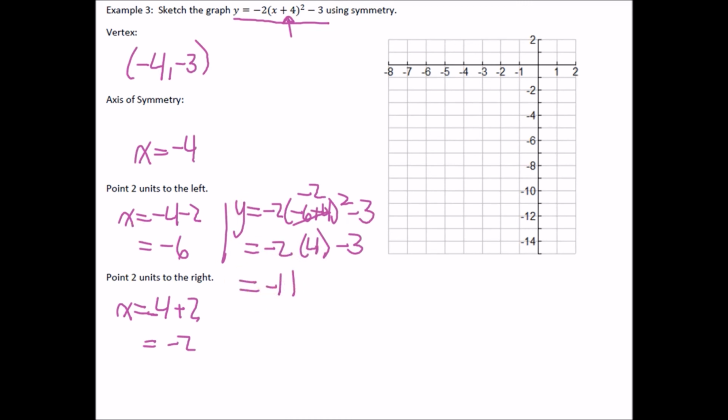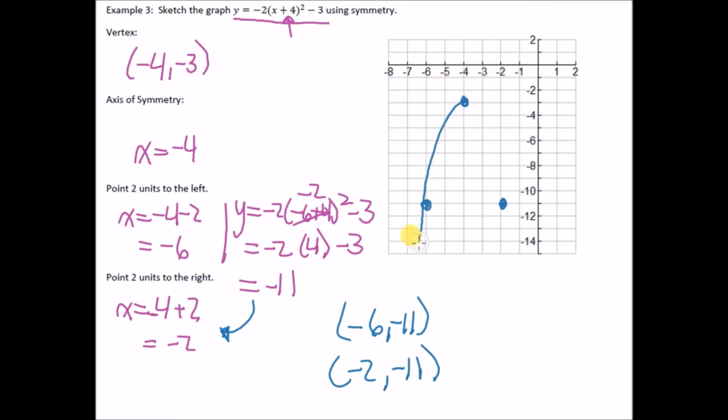Okay, I'm actually going to just solve it for the one because this one you can just double check, but it should be symmetric. So we get the point (-6, -11), and we get the point (-2, -11). So (-2, -11), (-6, -11), and we get (-4, -3). And we draw a parabola. We know it opens down because that leading coefficient is -2, and we can just label the graph: y equals -2(x plus 4) squared minus 3.